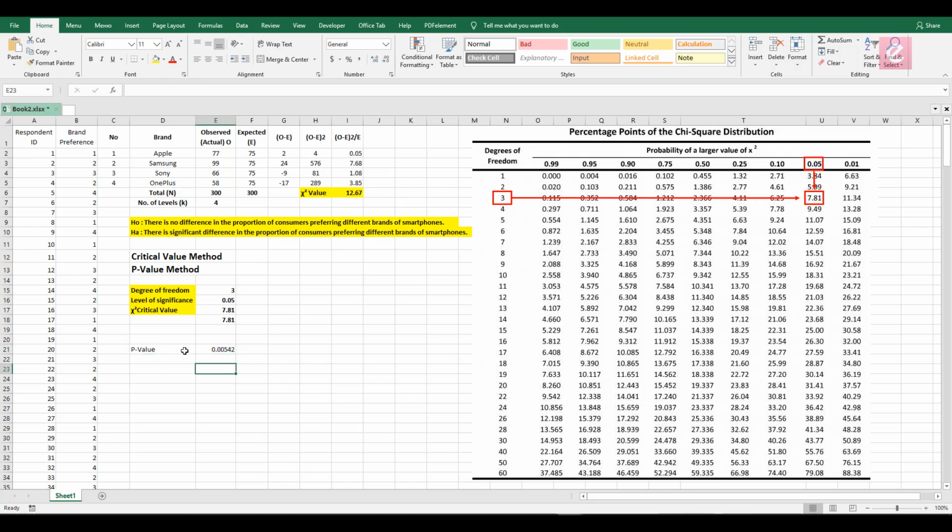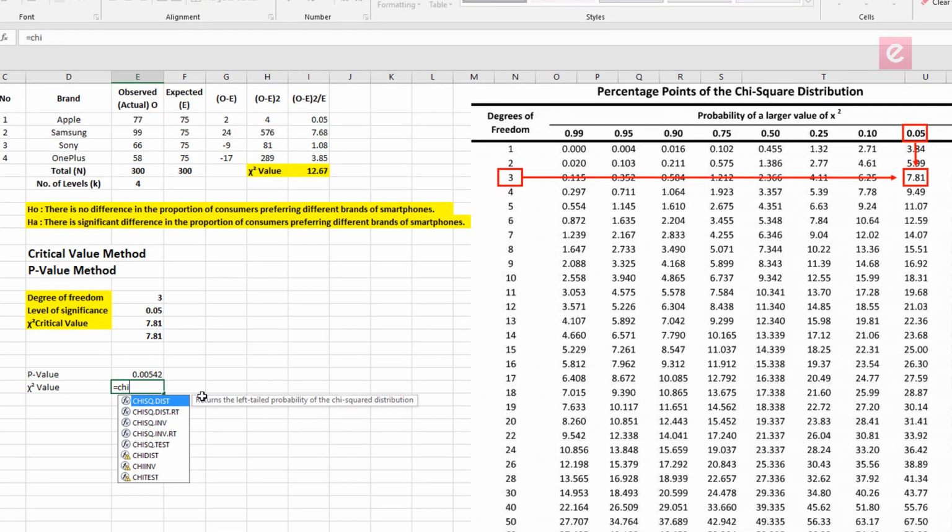Here it is. So chi-square value equals another important function that we have already applied, CHISQ.INV.RT, the same function that we applied. The probability here should be the p-value. Before, when we applied it, the probability value was the level of significance. Instead, here we give the p-value as the probability value, comma, the degree of freedom, the same. Close the bracket, press enter key.